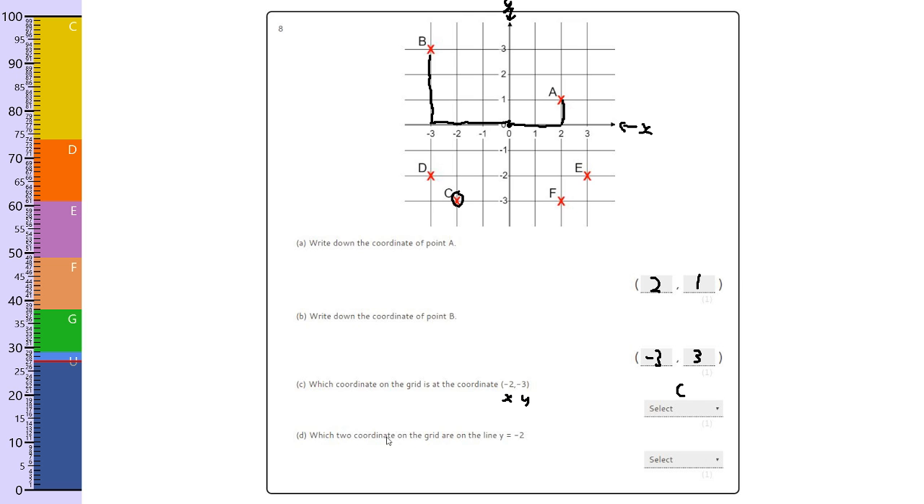Okay, which two coordinates on the grid are on the line y equals -2? Okay, this is a lot harder, or people find this a lot harder. With this, where does y equal -2? Well, I've told you this is the y-axis, so where does it equal -2? It equals -2 here, but it also equals -2 here, here, here. In fact, if I draw a line across, it equals -2 all the way along this line. So when it asks me which two coordinates are on y equals -2, it is D and E. Okay, and that's it. Let's move on.